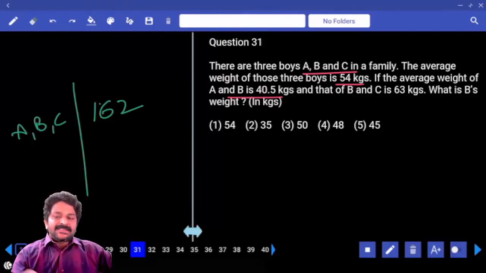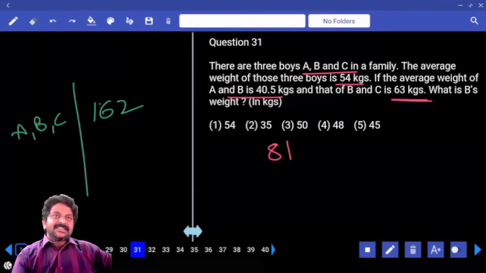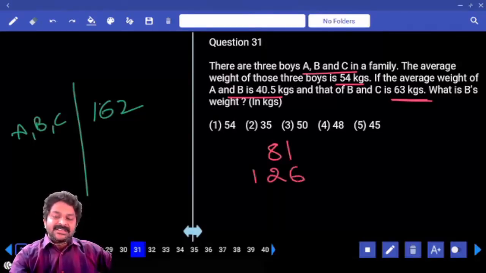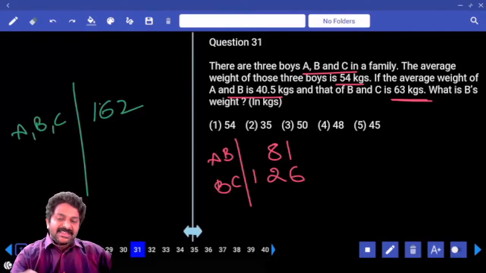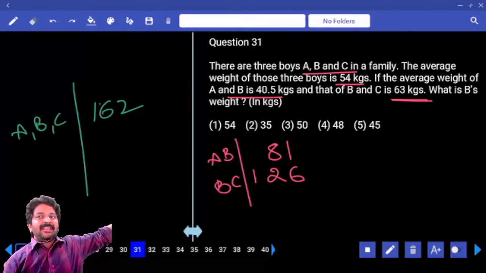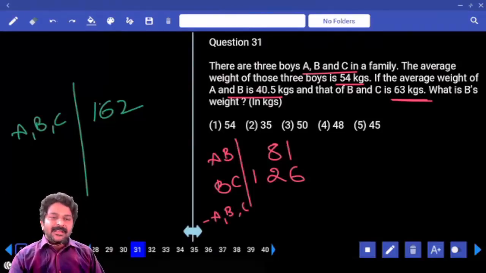Then A plus B is 40.5 into 2, that is 81. BC average is 63. Then sum of B and C is 126. So first one is A plus B and then BC. So B is there in the first number, also in the second number. So from this, if you subtract A, B, C, you'll get B value only. ABC sum is equal to 162.